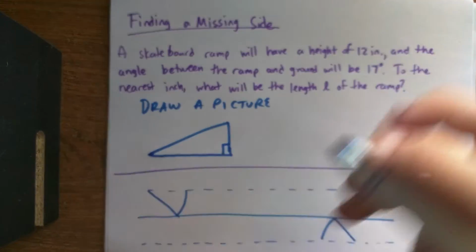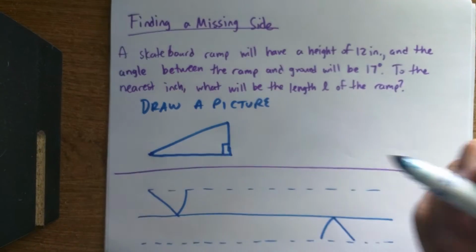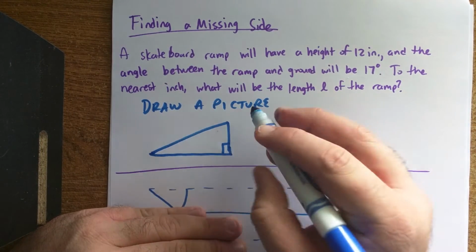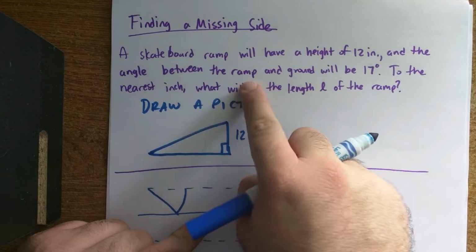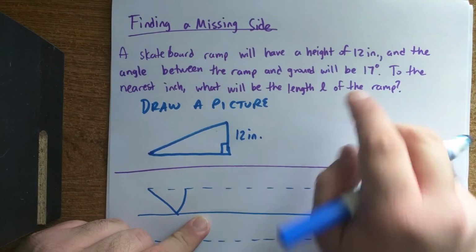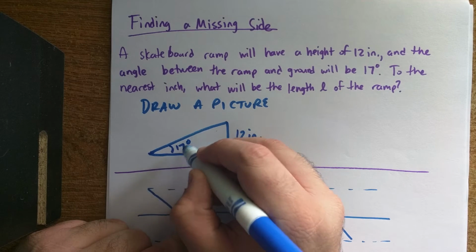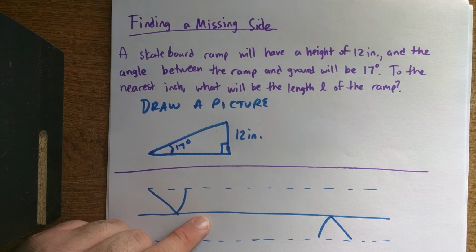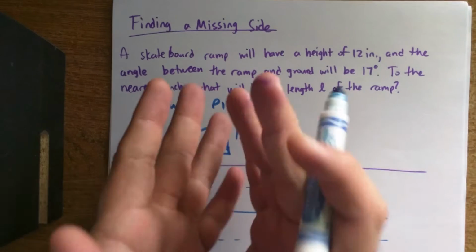So now we have to think about what we have here and how we can label things in this picture that we just drew. So it says it'll have a height of 12 inches. Well, that would be this side right here. So we're going to label this 12 inches. And it says the angle between the ramp and the ground will be 17 degrees. So the ground's right here and the ramp is right here. So this is 17 degrees. It says to the nearest inch, what will be the length L of the ramp? So we want to know how long this is right here. So we're going to call that L. So that's what we're trying to find.